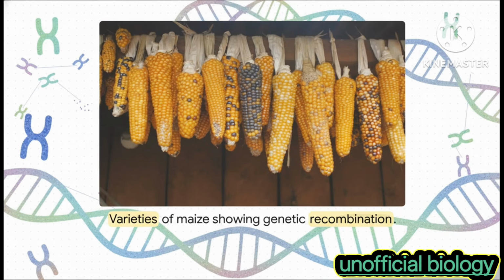Now, what's really interesting about this slide is how these invisible microscopic chromosome maps actually translate into the real world. Just look at the diverse, beautiful kernels on these cobs of maize. Some are yellow, some are purple, some wrinkled, some smooth. This whole visual explosion of variety is the direct, tangible result of linkage, recombination, and crossing over happening right there at the microscopic level inside the plant's cells.